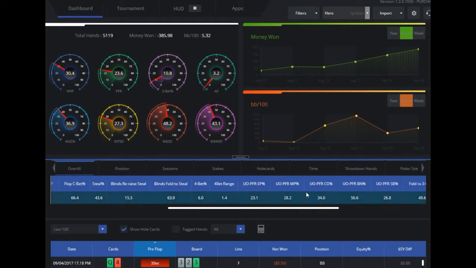So unopened preflop raise from early position. Generally, we want this at about, let me go back and look at my notes now, about 14 to 20%. So at 23.1, that's a little bit on the high side. So that's another thing I would look at. I'd make a note and say, early position raises, maybe there's some hands that I could cut out that I'm playing a little too often.